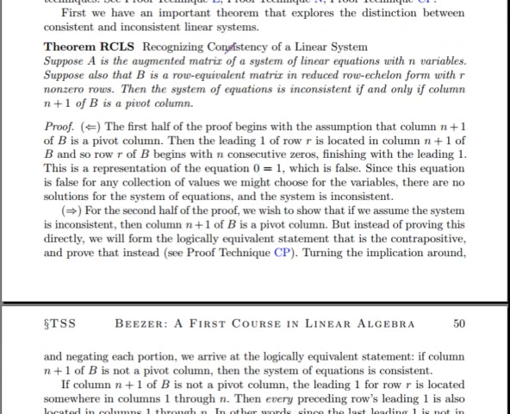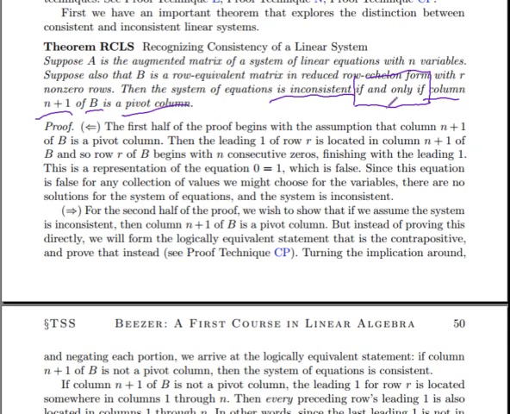All right, now here's the theorem that we were just referring to, that the consistency of a system is determined by this one fact: if the last column of the reduced row echelon form is a pivot column, then the system of equations is inconsistent, and there's no solution. And this is if and only if. So if the last column of the reduced row echelon form is not a pivot column, then you can find a solution.